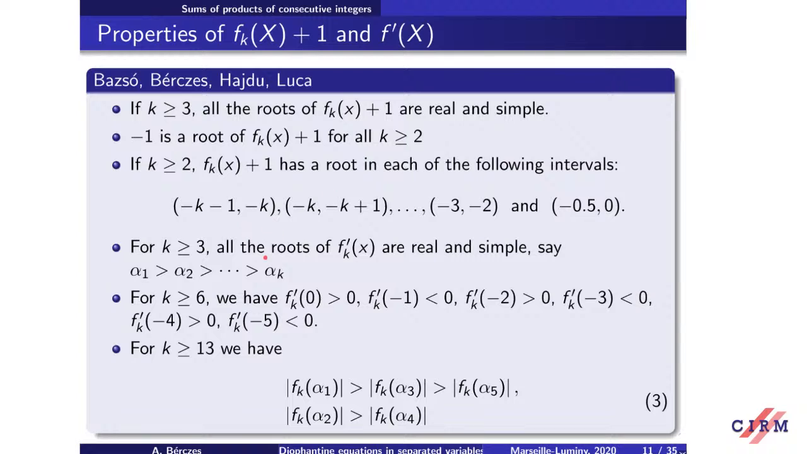Okay, so for our generalization of the result of Hajdú and Tengely, we needed some properties of the polynomials fk of x plus 1 and fk derivative of x. Sorry, from here the k is missing.